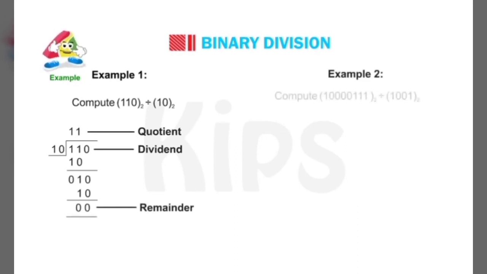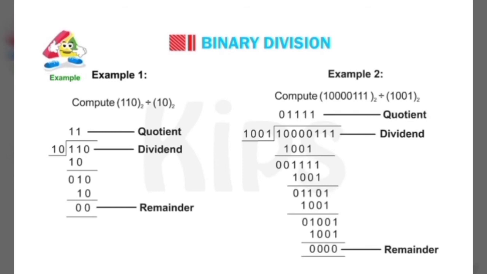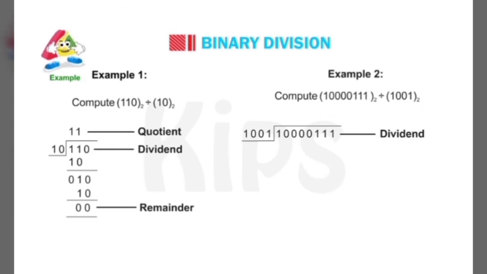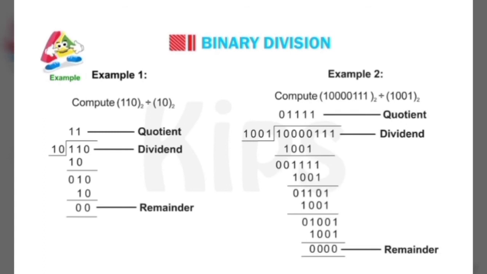Second example, keep the dividend inside and here we will divide 1000111 by 1001. So the quotient is 4 times 1 and remainder is 4 times 0. You can see it step by step.